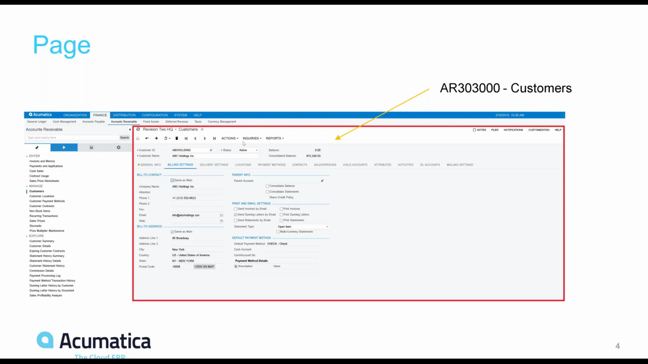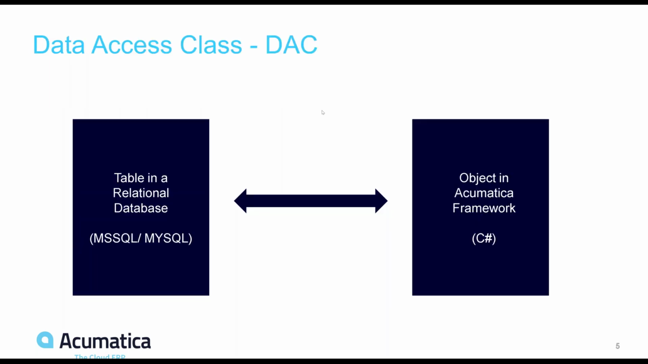We'll begin with a page in Acumatica. This is the user interface that you see that is highlighted in the red rectangle. It contains the form controls, it contains buttons, it contains grids, it contains all the things that you'll interact with when you're using the software. It is really just a shell, however, and the page itself does not contain any logic or validation built into it. Next, we have a data access class.